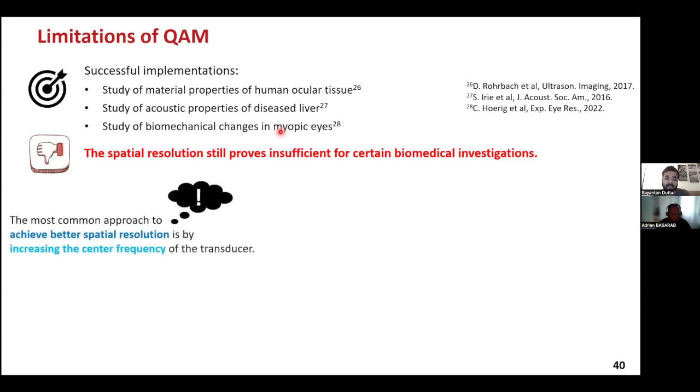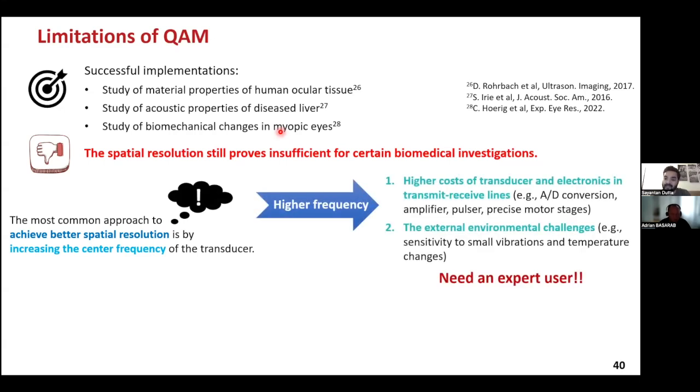Now, one possible way is that we can increase the center frequency of the transducer to get higher quality data and improve the spatial resolution. But when we increase the frequency, there are some challenges. We have to spend much more money to improve the hardware, because the cost of the transducer and the electronics significantly increases with a higher center frequency. Also, the environmental challenges exponentially increase, because as we increase the center frequency, it becomes more and more sensitive to small vibrations and temperature differences of the system. So these are very complicated challenges if you want to increase the center frequency.